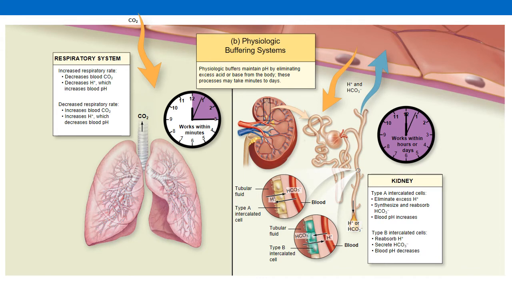This diagram compares the other two buffering systems, the higher capacity buffers. The respiratory system works within minutes by increasing or decreasing the amount of CO2 that you breathe in and out. The kidney buffer system, the urinary buffer system, works within a time scale of hours to days by slowly but permanently removing excess H plus or reabsorbing H plus in the kidney tubules.